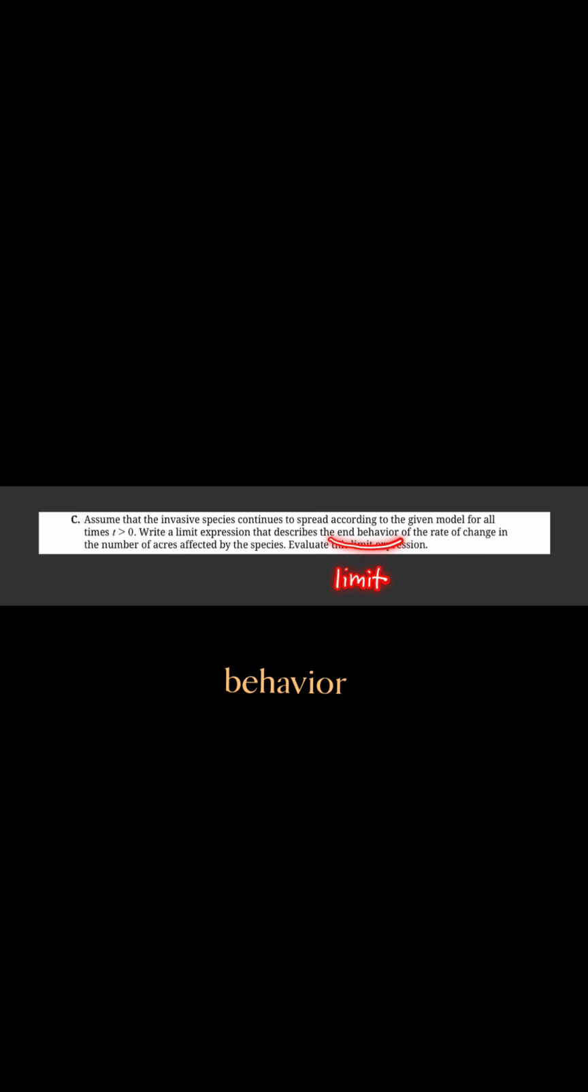And end behavior means we want to know what happens to C prime of t as time goes on forever. That is, as t becomes very large. So we write the limit of C prime of t as the limit of 38 over 25 plus t squared as t goes to infinity.